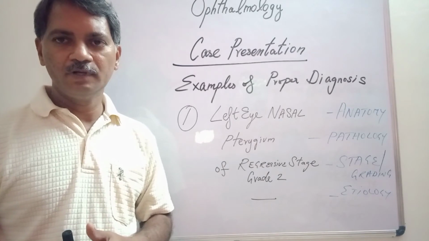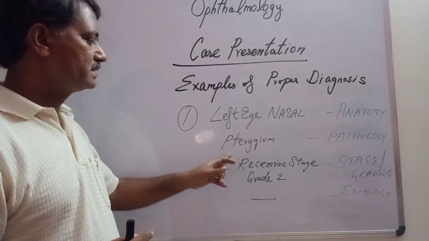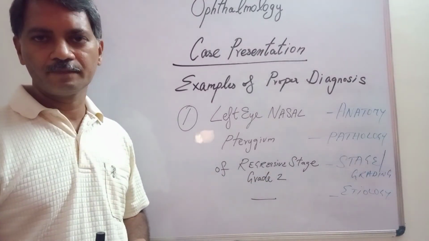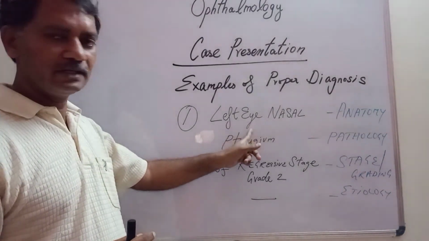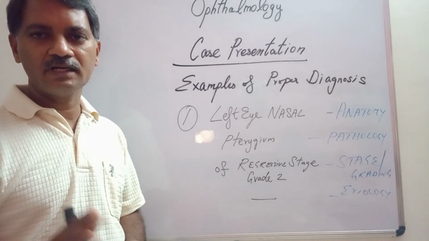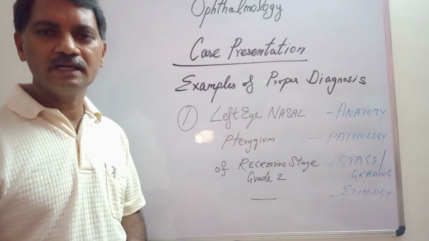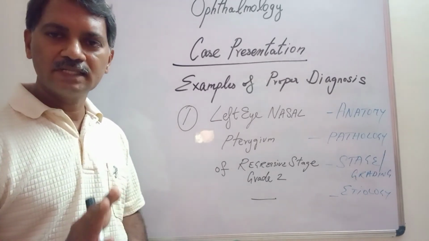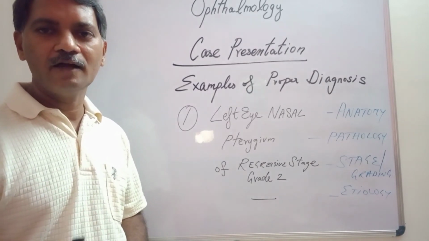Second example for a proper diagnosis is left eye nasal pterygium of regressive stage grade 2. Here the left eye is the organ affected. Nasal portion of the conjunctiva is affected in the left eye. Here also I have not mentioned conjunctiva because pterygium is a disease affecting the conjunctiva. That is why I have not mentioned it.